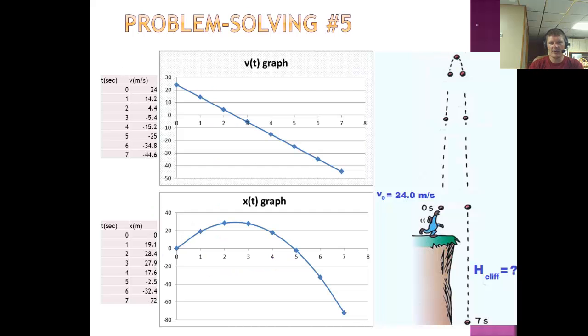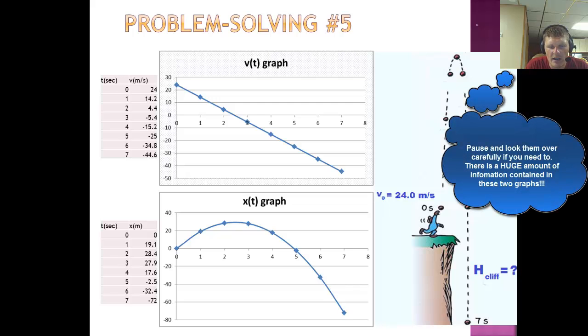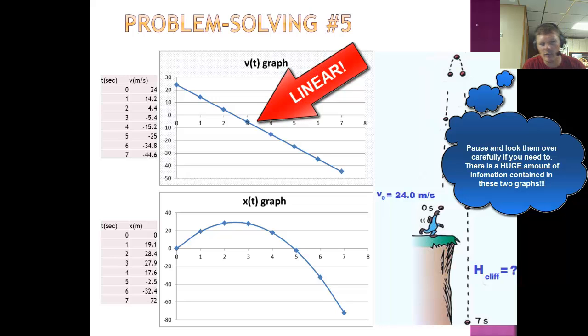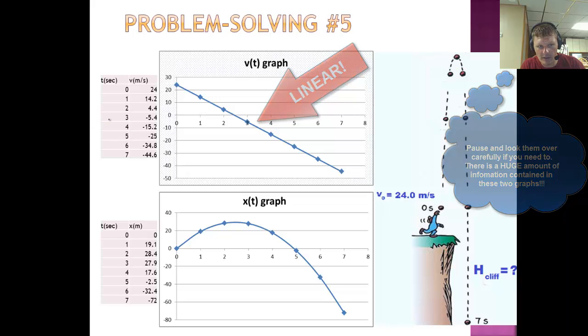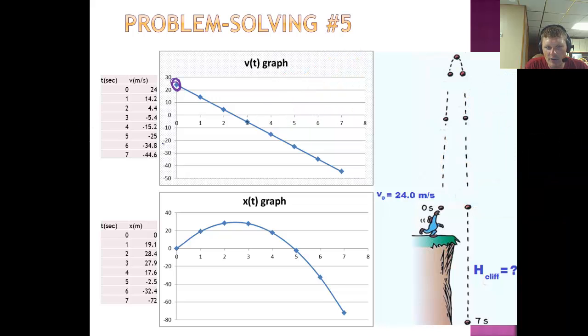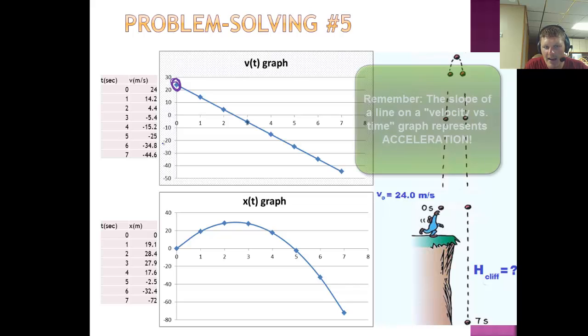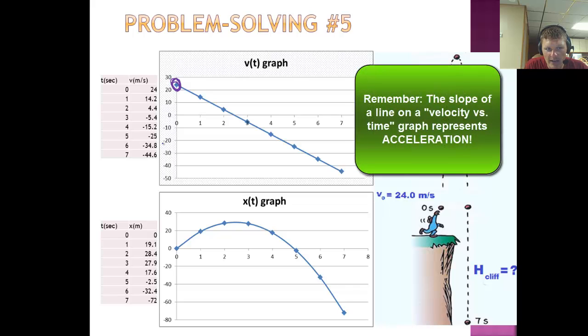Okay, for question 5, here are the two graphs that you should have produced. I did these in Microsoft Excel. You notice that my velocity versus time graph is linear. The initial velocity in this situation is positive 24 meters per second, as you see up here. This rock's velocity decreases uniformly by 9.8 meters per second every second of its motion. You can actually see that in my table of values over here to the left.